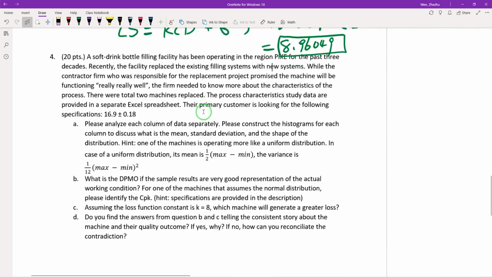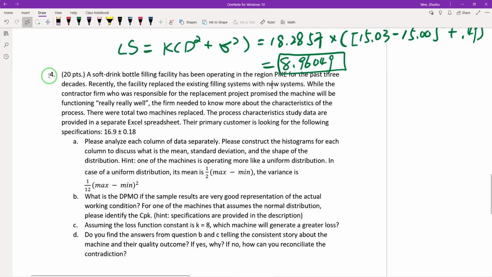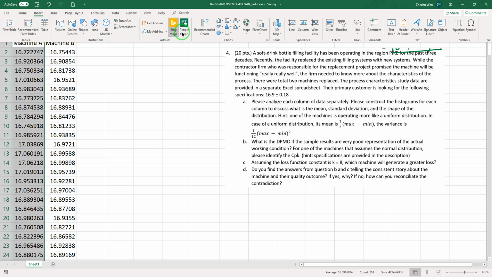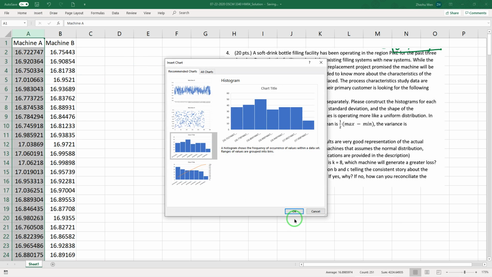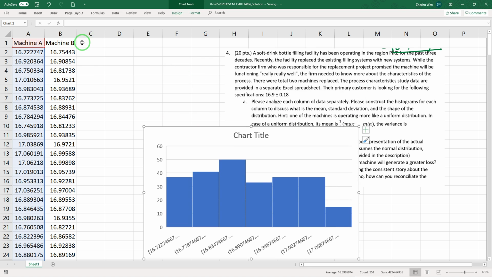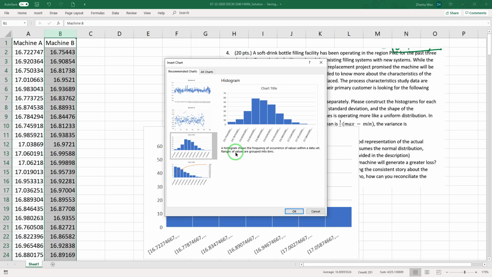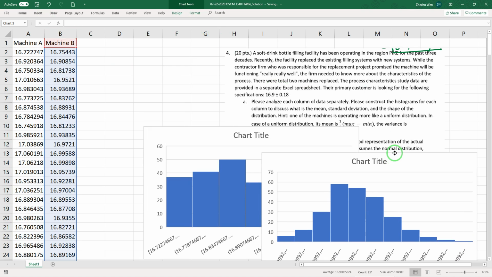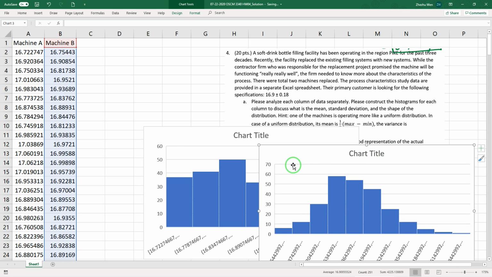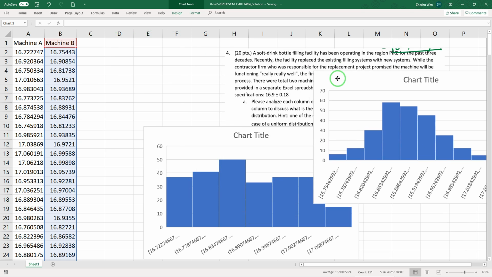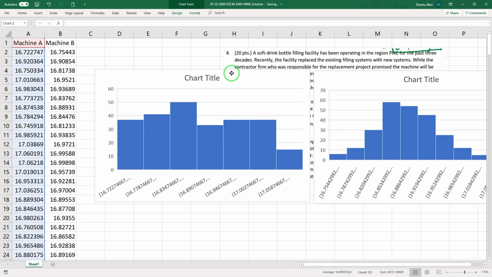And lastly, let's take a look at number 4. Let's figure out what is the shape of distribution for each process first by plotting a histogram. You don't need to perfect this histogram here, because the purpose of plotting it is just to look at the general shape of the distribution.